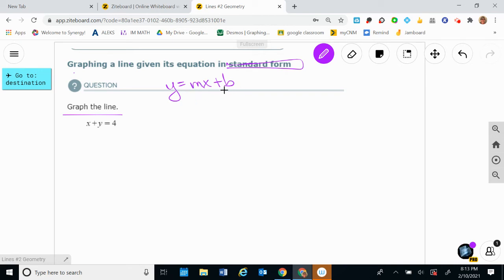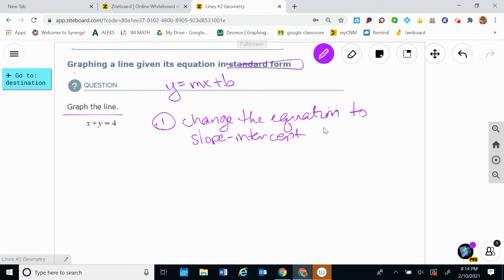I wanted to concentrate on tables today. So you have a couple choices. The first way to do it is to change the equation to slope-intercept form. How would you do that?